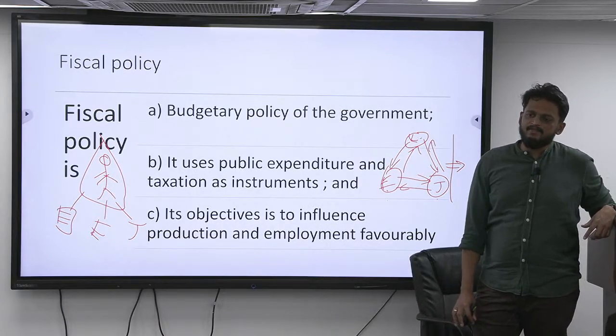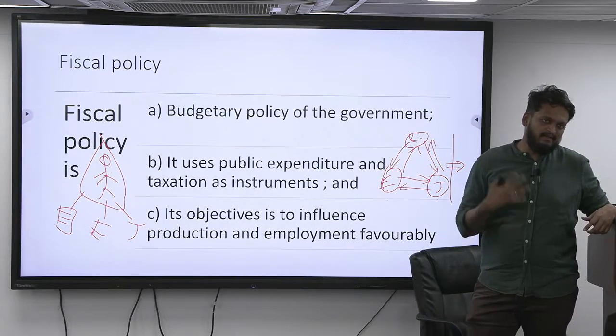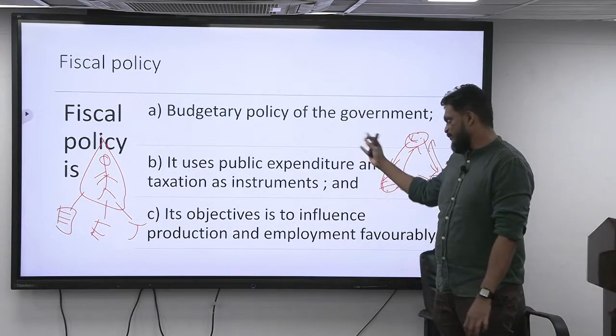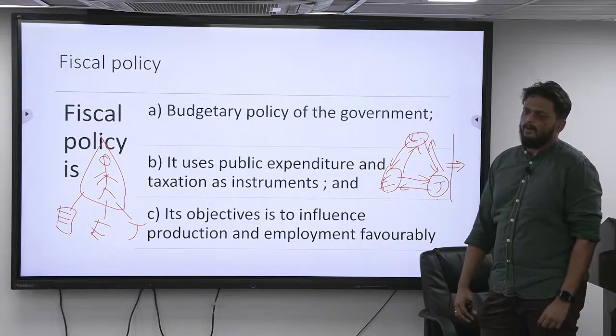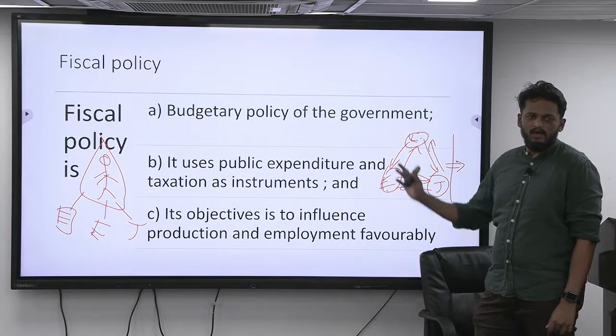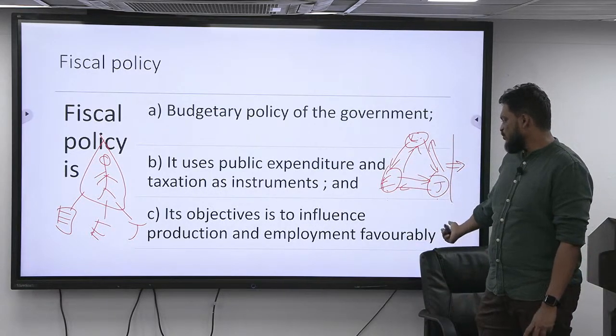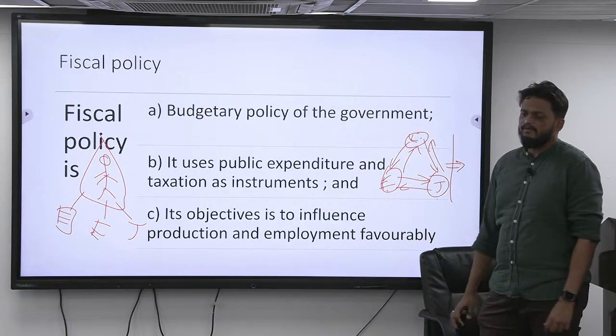Income tax, customs duty, corporate tax, GST, these are all examples of taxes. That means it will collect the tax from people. So it will use these two as major instruments of policy, and using these two instruments it will execute this policy, and that is what we call fiscal policy. Its objective is to influence production and employment favorably.